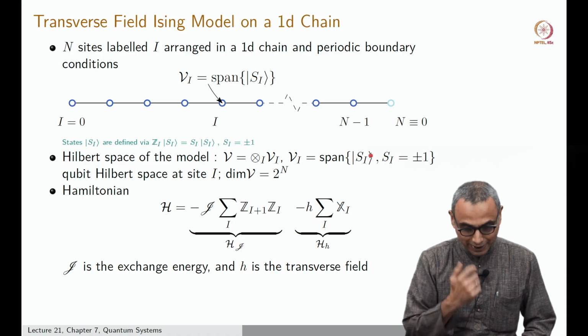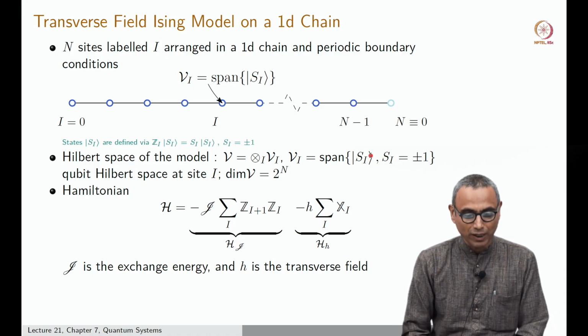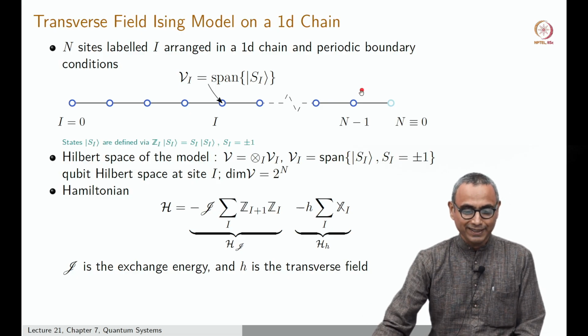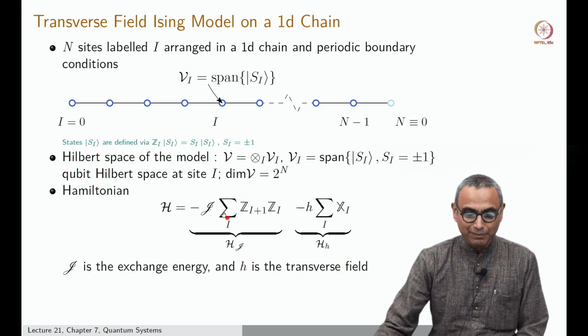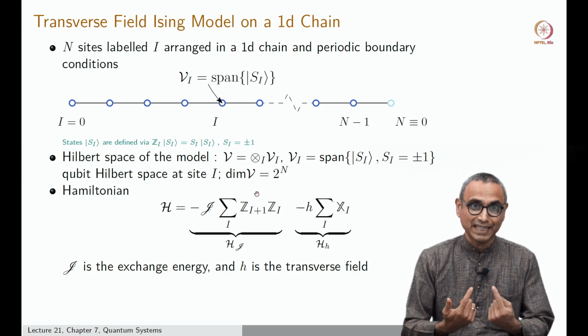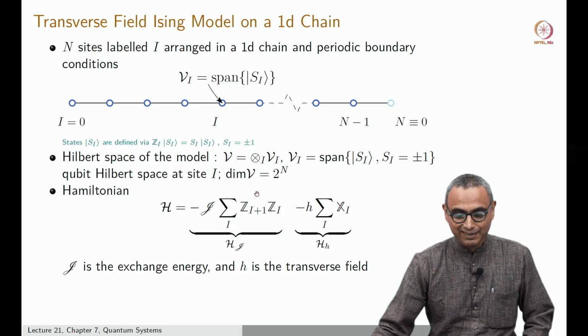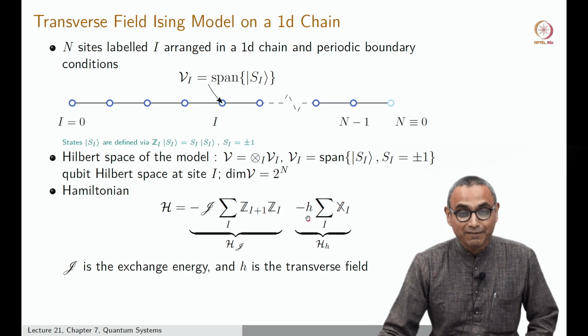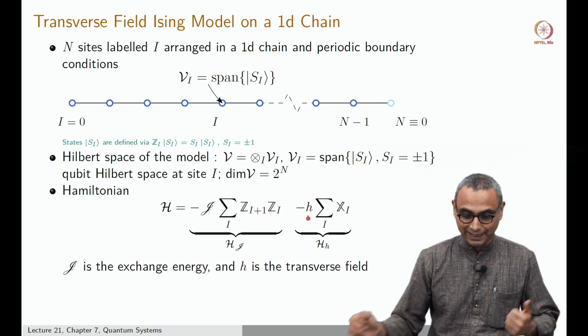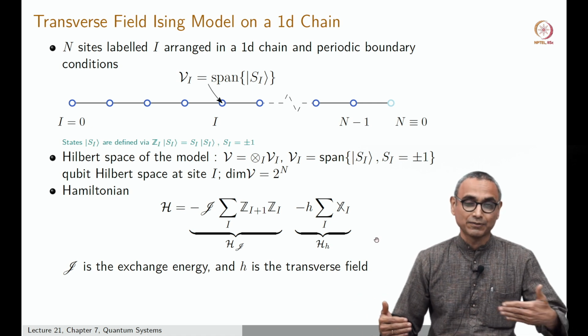We put down a Hamiltonian, and the Hamiltonian is written down in the following way. There is this term which promotes spins on neighboring sites to be Z polarized in parallel, and there is a term which wants to simply polarize every spin along the qubit x direction. So that's why we call it the transverse field.